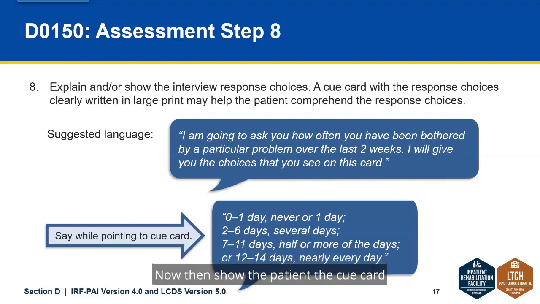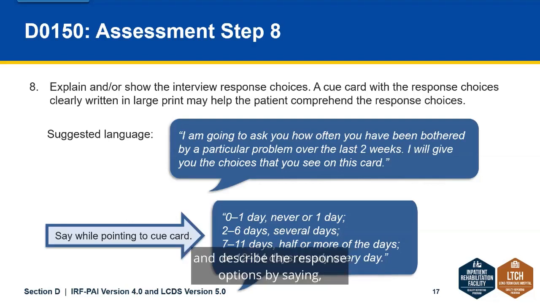Now then, show the patient the cue card and describe the response options by saying your response choices are 0 to 1 day, never or 1 day; 2 to 6 days, several days; 7 to 11 days, half or more of the days; or 12 to 14 days, nearly every day.